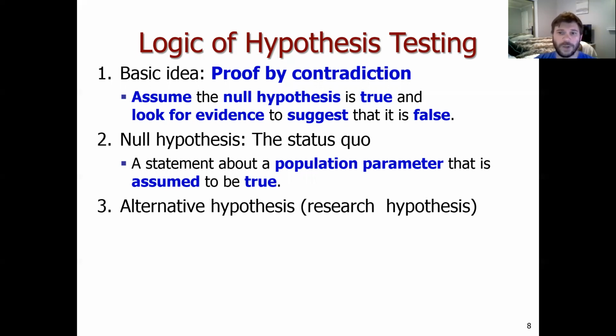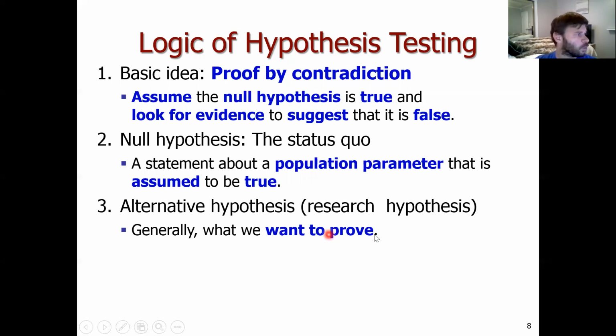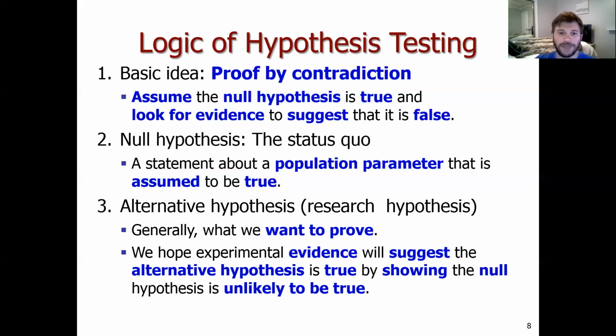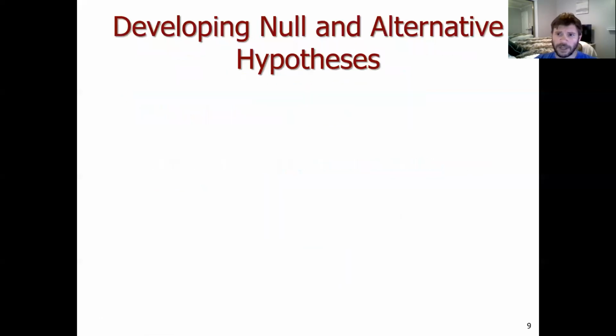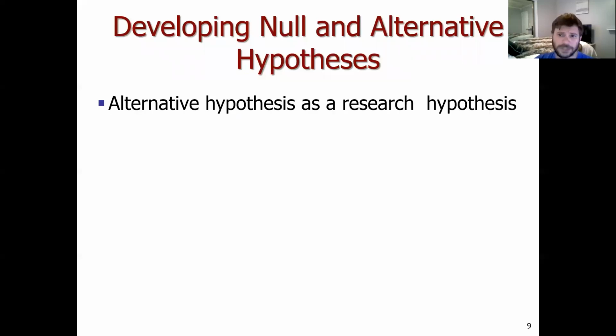This is what we want to quote unquote prove here. And this word prove, I want to be careful with that because we're not going to prove the alternative is true. We're just going to show that it is in some sense a better assessment of reality than the null hypothesis. And we hope experimental evidence will suggest the alternative hypothesis, again, is not exactly true, but it is better than the null hypothesis by showing the null hypothesis is unlikely to be true in the face of this counter evidence. So in terms of developing null and alternative hypotheses, again, the alternative hypothesis is a research hypothesis.